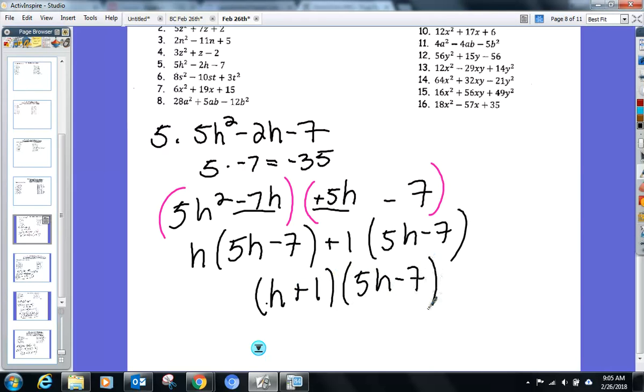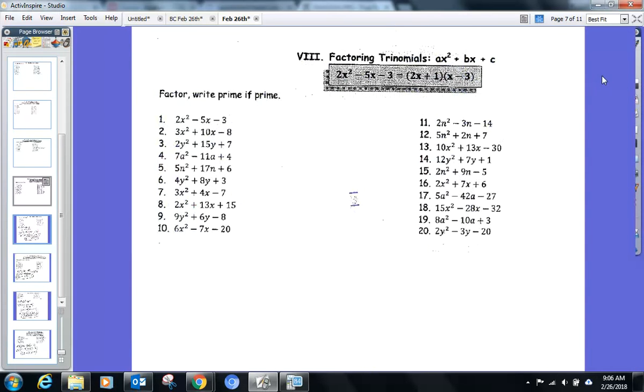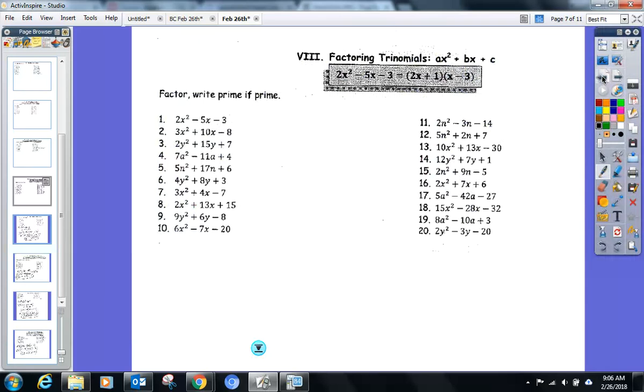Yep. And just a quick peek. Did I take out any GCF at the beginning? Nope. All right, this should start getting quicker now because the methods start getting a little bit easier. Maybe not on this one here.